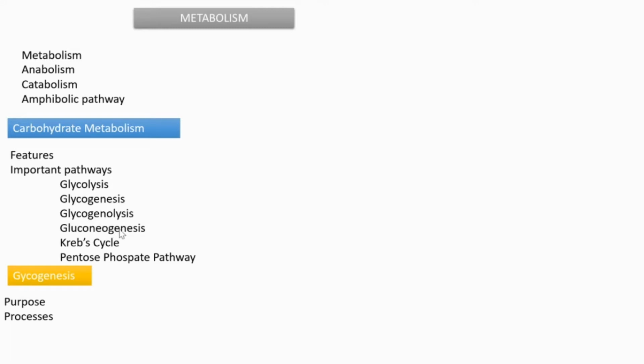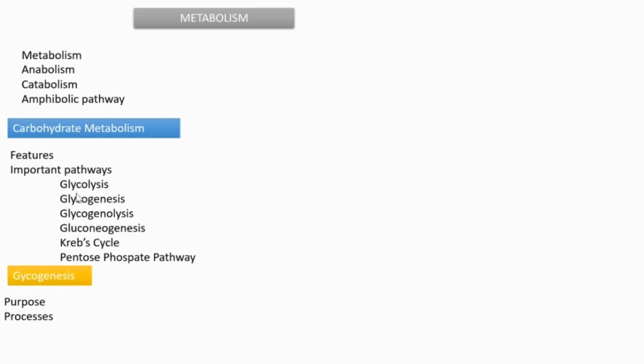Then gluconeogenesis, again synthesis, an anabolic pathway. Gluconeo means non-carbohydrate sources are used for synthesizing glycogen or glucose. That is gluconeogenesis. Then the Krebs cycle is amphibolic, then the pentose phosphate pathway. So we can learn each one separately.